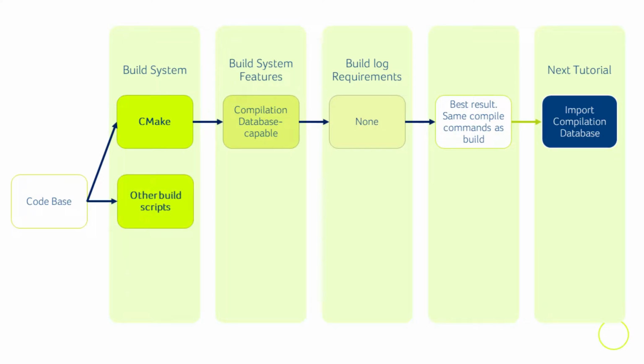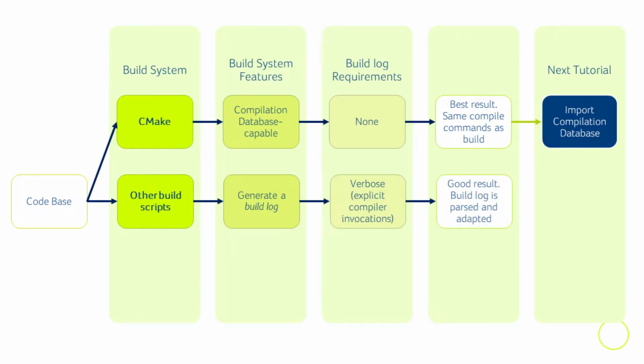Other build scripts. If your codebase is not capable of creating a compilation database, we recommend you generate a build log. This log should contain the explicit commands used by the build system to invoke the compiler. This is usually referred to as a verbose build log. Please get help from a developer on your team to know how to create this verbose build log. This is the recommended way to create a compilation database and has the potential to yield good results when configuring TrueCode. Once you have the build log, please refer to the Parse Build Log tutorial to continue with the configuration.